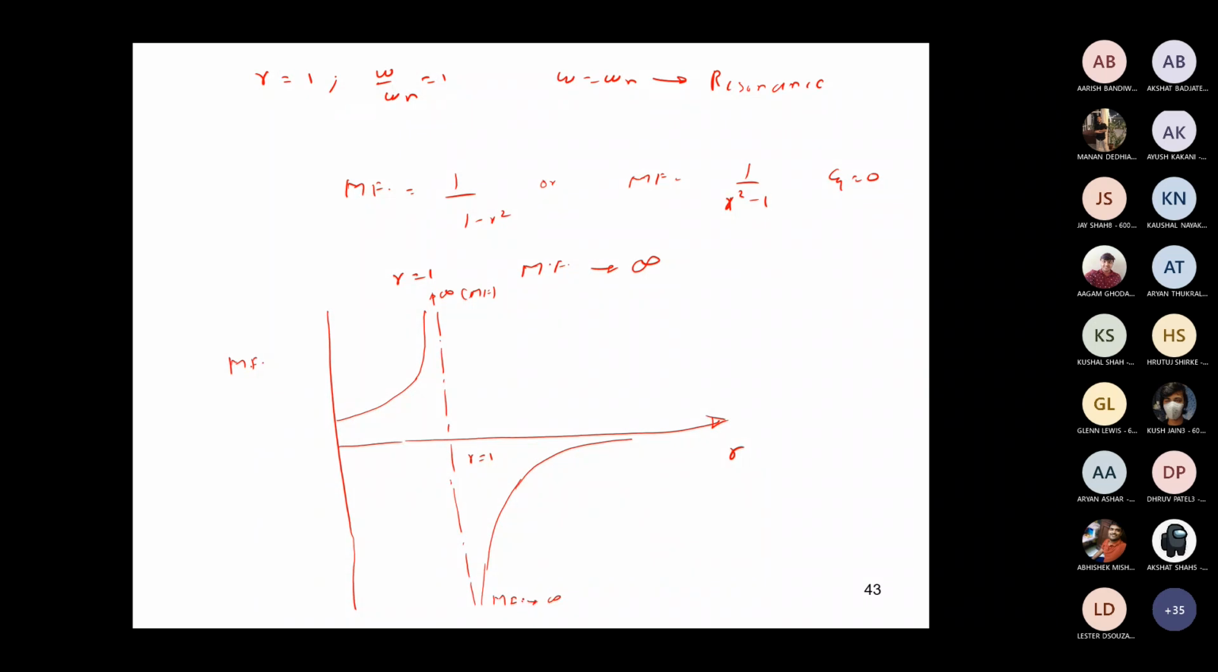Alright. So if you see this graph, when r is less than 1, the graph is above the x-axis, and when r is greater than 1, the graph is below the x-axis. Alright.